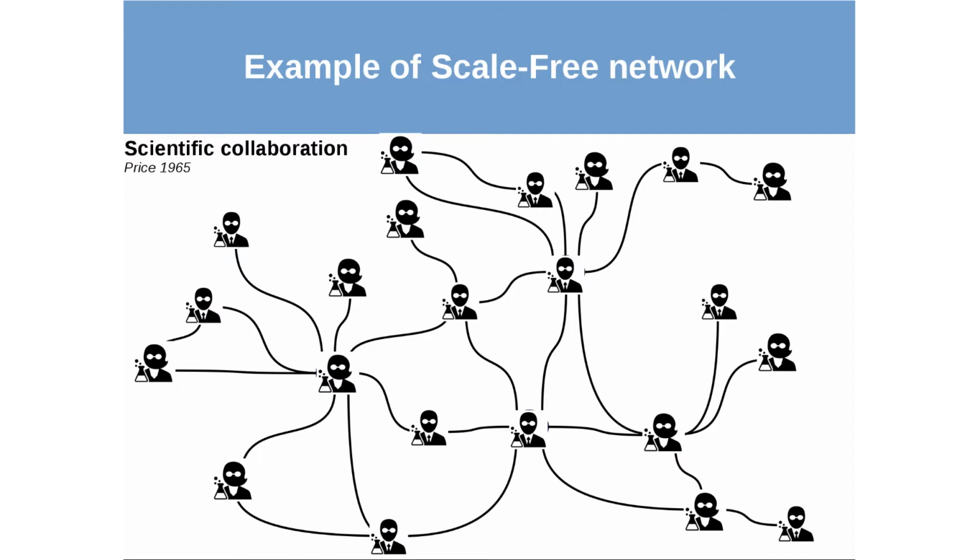The first example of this type of network was highlighted by Derek Price in 1965, when he investigated the network of scientific collaboration. In this network, the nodes represent scientists, while edges correspond to a collaboration between them. It appears that some major scientists have a large number of connections, while most of them have few connections. In this work, the term scale-free was not used yet.